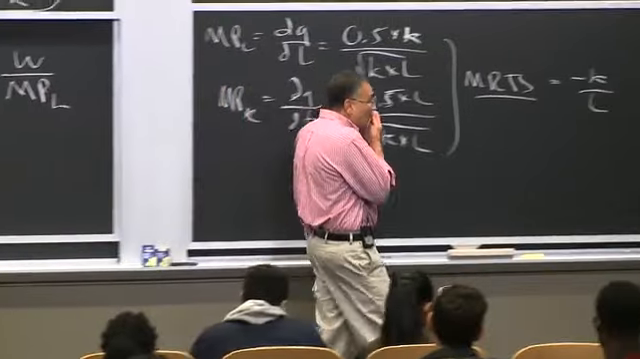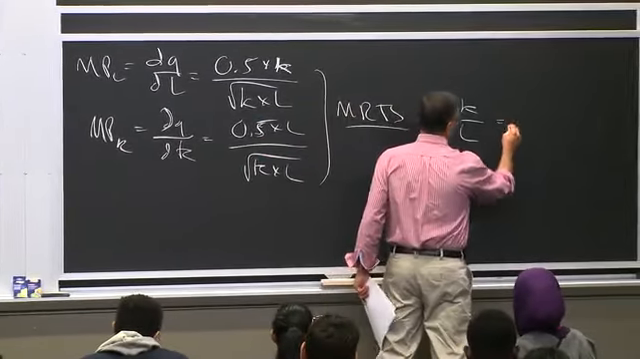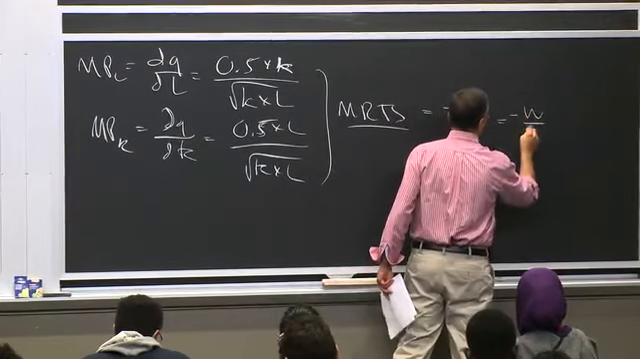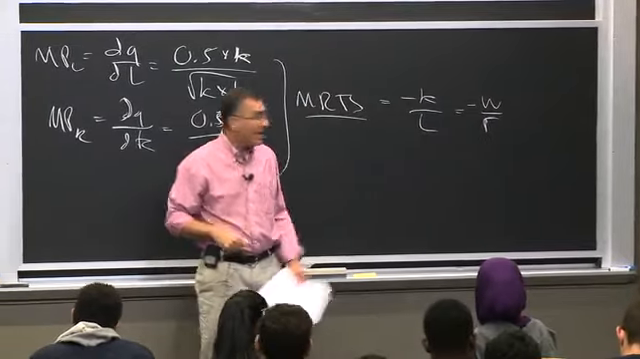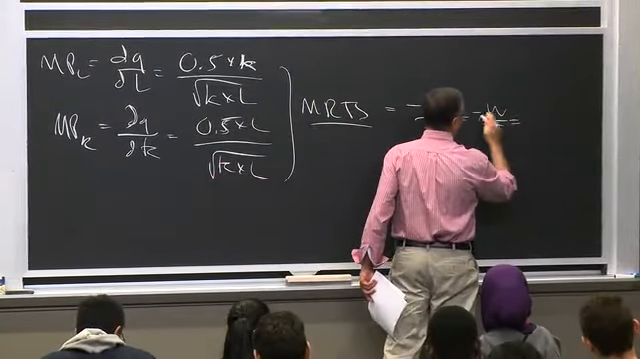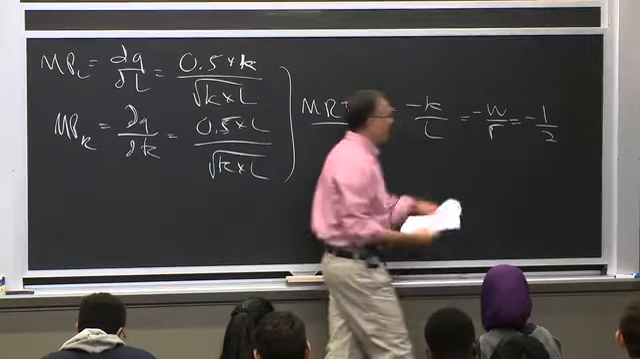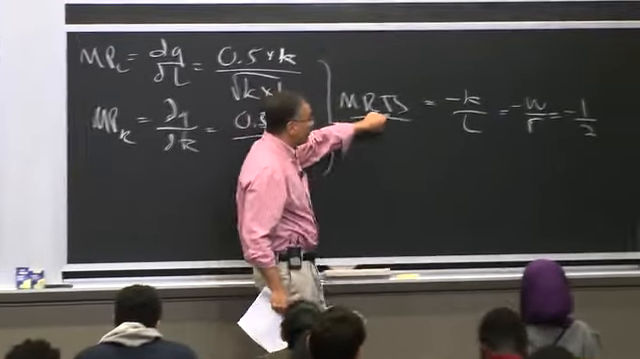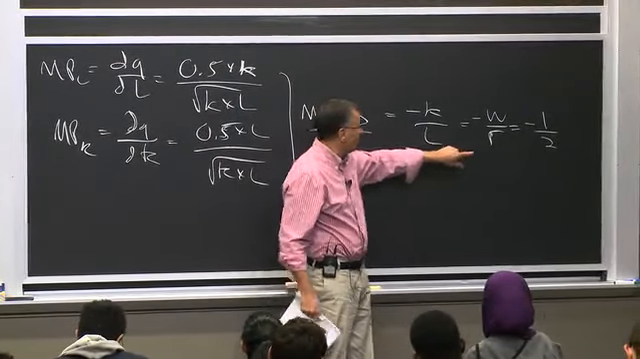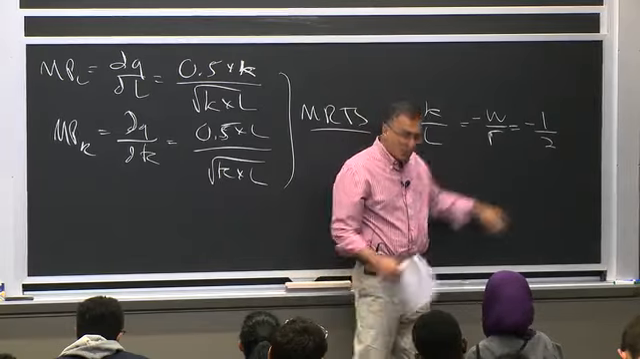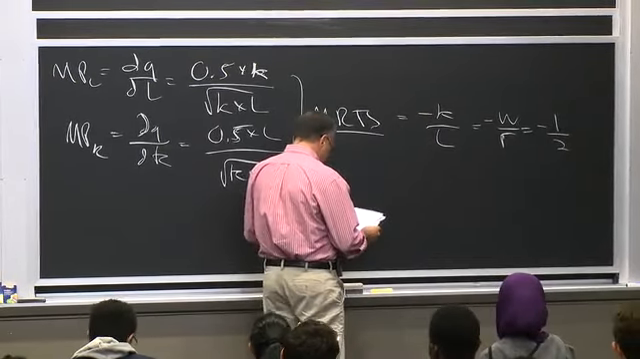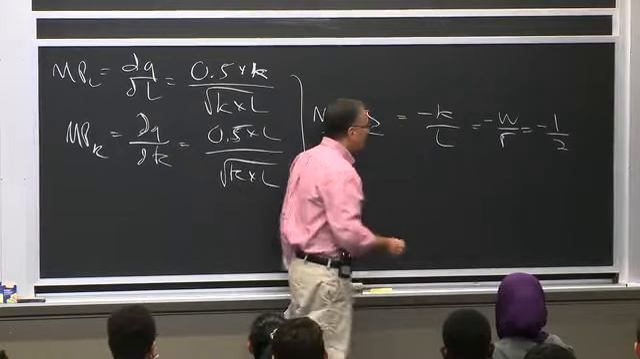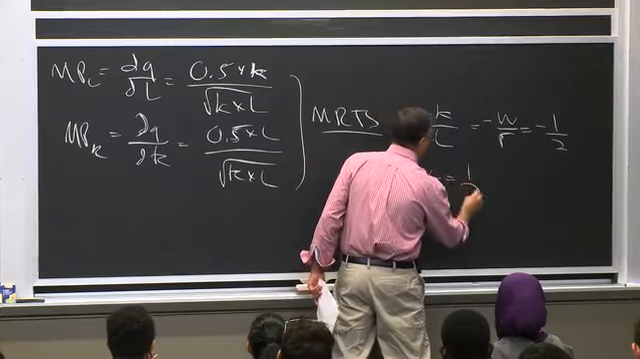We also want to set this equal to the negative of the wage rental rate ratio. And we know that's negative a half, because that's 5 and that's 10. So we want to set the marginal rate of technical substitution to the wage rental rate ratio, which means we set minus K over L equal to minus a half. Or at the optimum, the amount of capital should be half as much as the amount of labor.